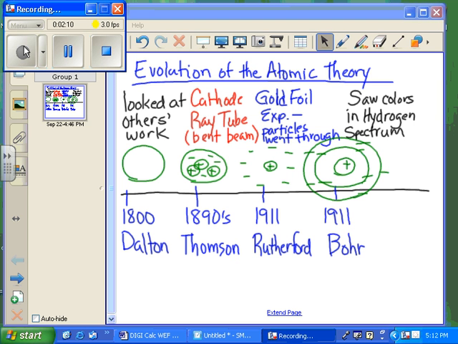His picture came to look like a positive center with orbits like planets orbit the sun. His electrons orbited in circular paths. He was almost right, but not quite.